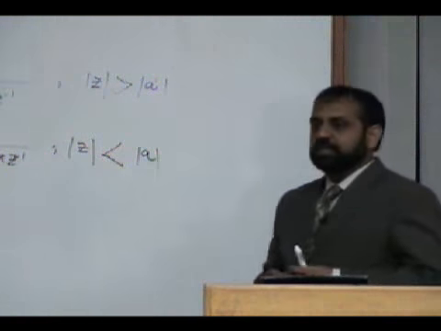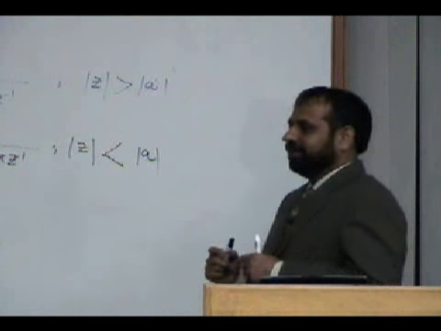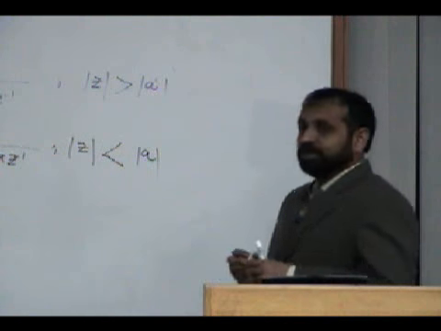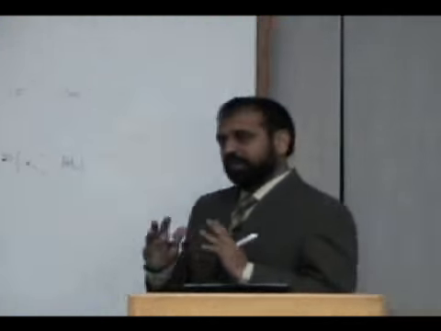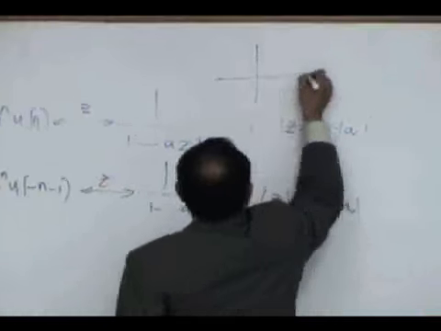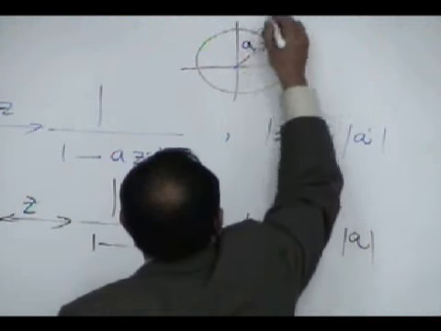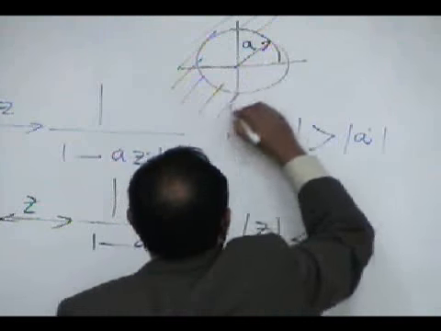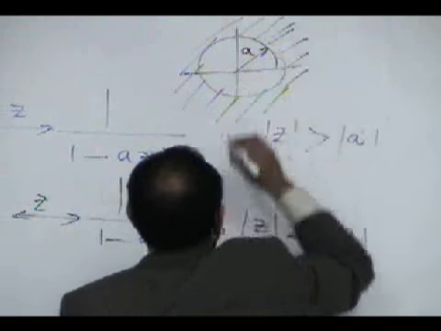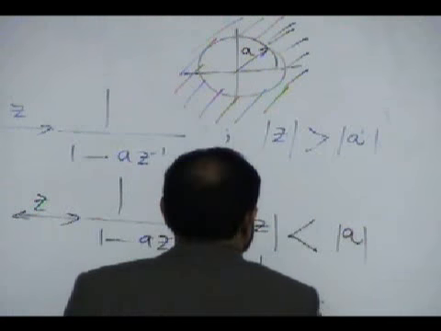Same z transform. So z transform is not unique, but it is the z transform along with the region of convergence which makes it unique. This is how you plot the region of convergence. You plot a circle with radius a, and anything outside the circle is the region of convergence. This is how you plot this. You still plot a.